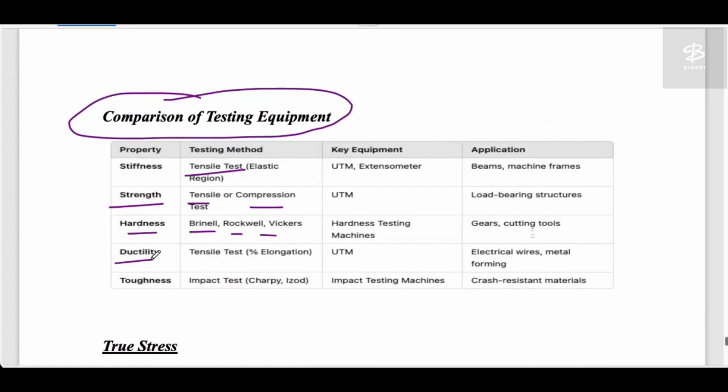If we talk about the ductility, the tensile test, where percentage elongation is required. Then we talk about the toughness, the impact test, Charpy or Izod. This is your key equipment. These are the applications of all that.